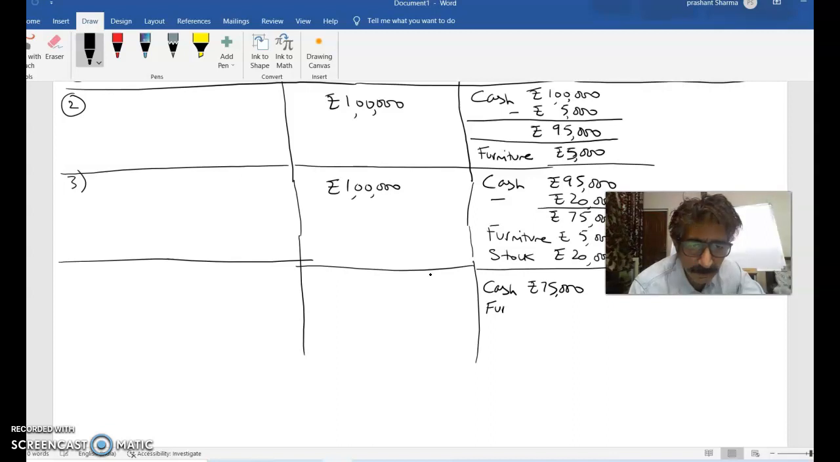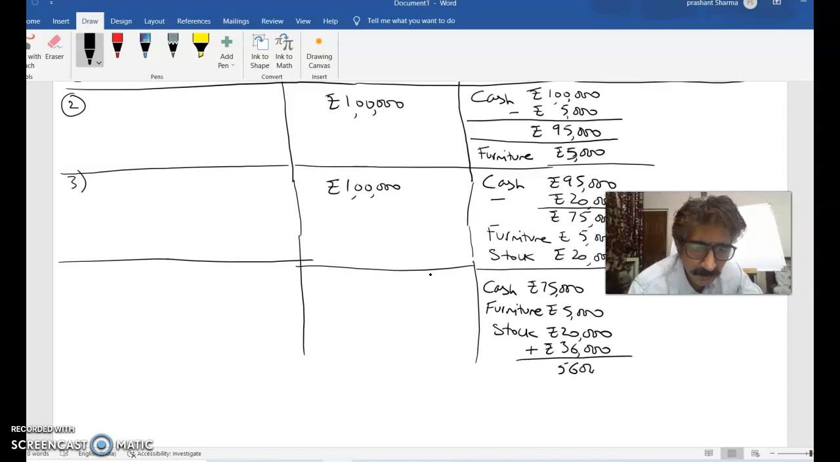Furniture remains intact. There is no change. I'm copying as it is. 5,000. Stock will change. Why? Stock of 36,000 has been purchased on credit. So 36,000 I'm adding up in stock. So now the stock becomes 56,000. The value of stock has become now 56,000.